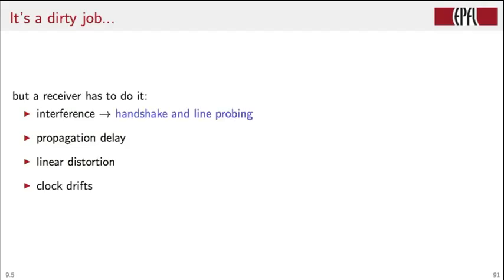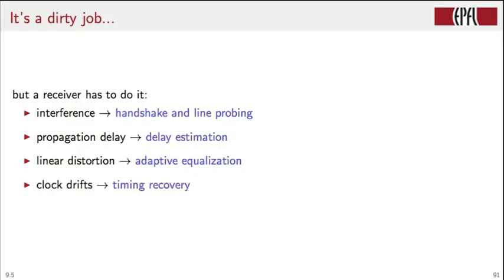So when it comes to interference, the handshake procedure and the line probing pilot tones are used in clever ways to circumvent the major sources of interference. We will see some examples later on when we discuss ADSL. The propagation delay is tackled via a delay estimation procedure that we will look at in just a second. The distortion introduced by the channel is compensated using adaptive equalization techniques, and we will see some examples of that as well. And clock drifts are tackled by timing recovery techniques that in and of themselves are quite sophisticated, and therefore we leave them to more advanced classes.